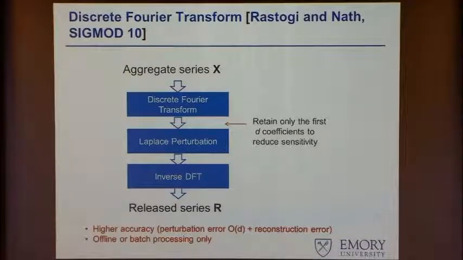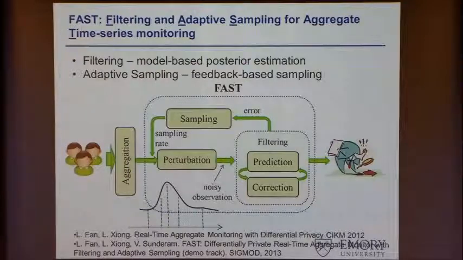So in our approach, what we propose is called FAST: filtering and adaptive sampling for aggregate time series monitoring. There are basically two ideas. The first one is called filtering. It's really a post-processing technique: given the basic Laplace mechanism, we want to do some post-processing, or some filtering, to get a better educated guess of the original true value. So that's the first idea.